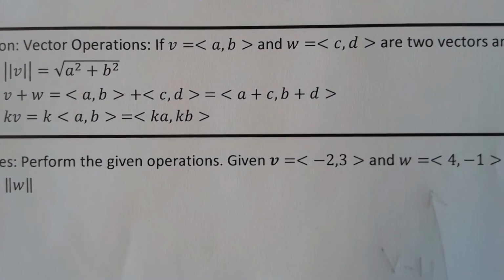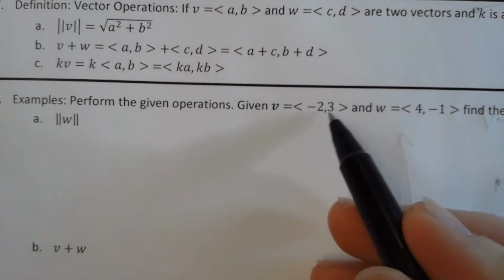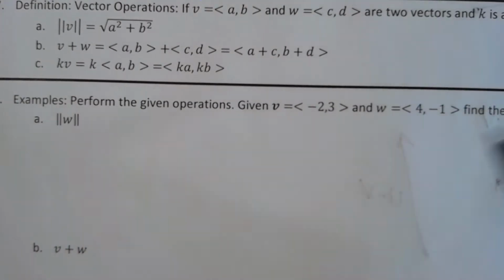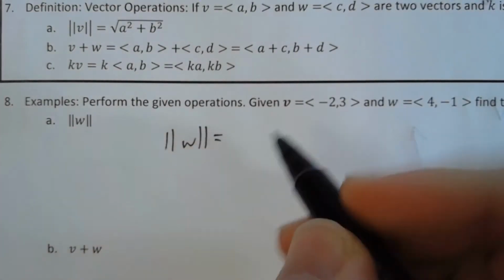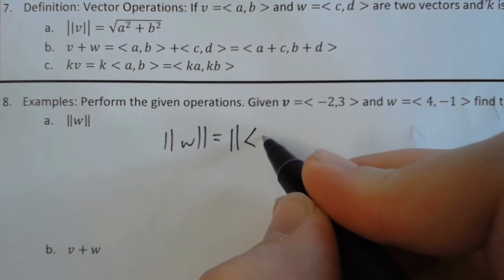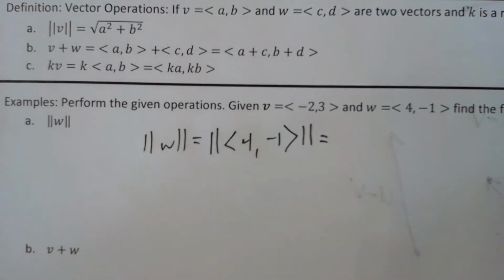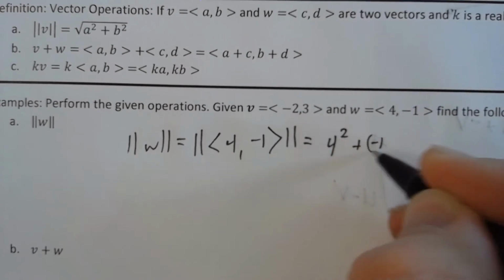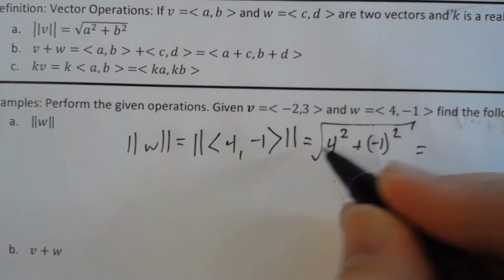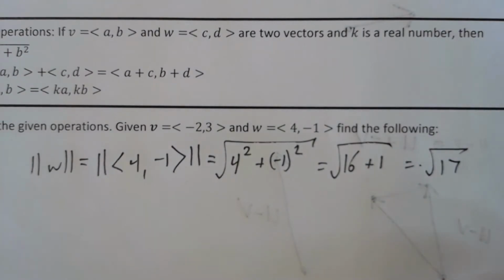So, in example 8, we're looking at performing the given operations. V is equal to negative 2 comma 3 and W is equal to 4 comma negative 1. If I'm looking for the length of W, I'm going to go ahead and write this notation down so it's clear, 4 comma negative 1. This is the same exact notation. What I'm going to then end up doing is saying that this is the x-coordinate 4 squared plus the y-coordinate negative 1 squared, and I'm going to square root this. So 4 squared is 16, 16 plus, again, 1 squared is 1, so this is the square root of 17. That means the length of this vector is simply the square root of 17.